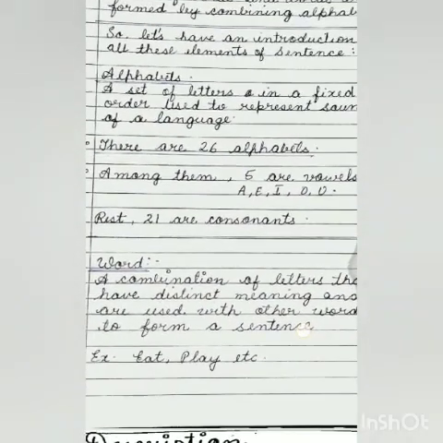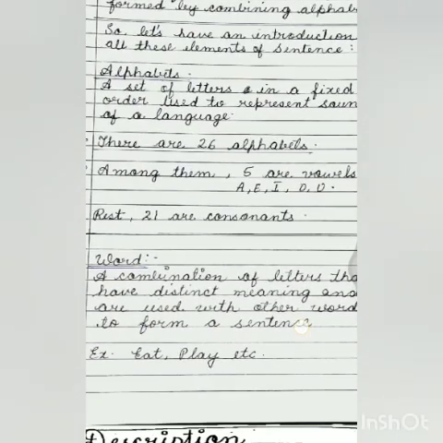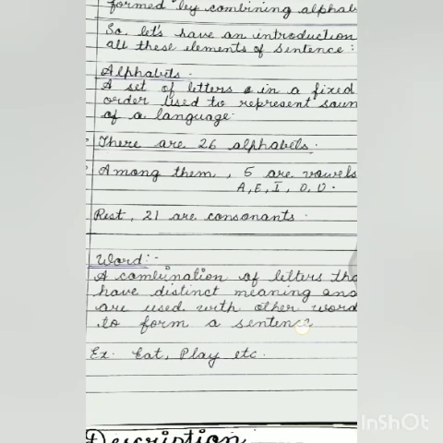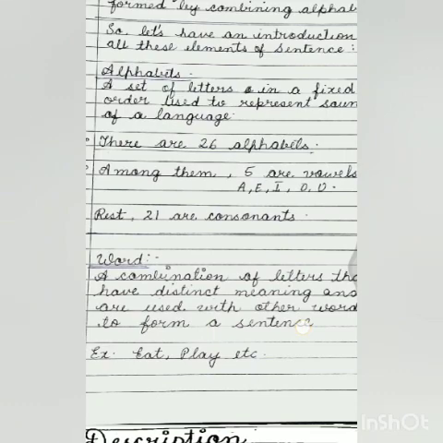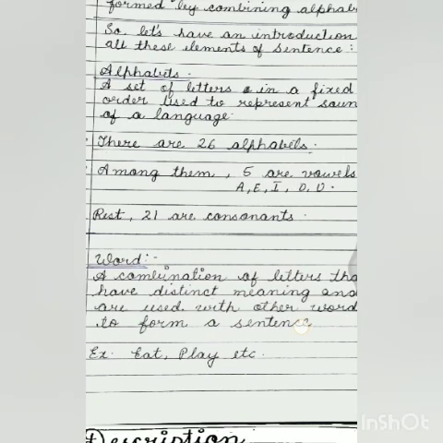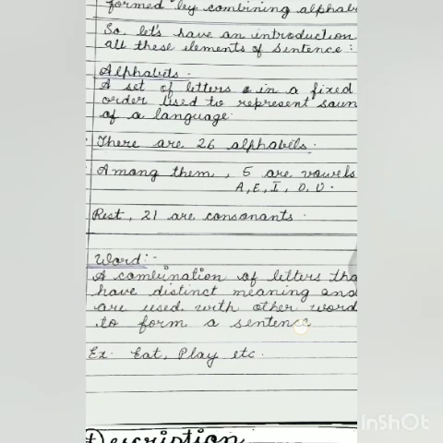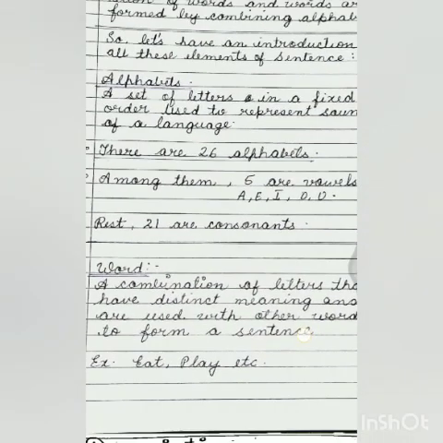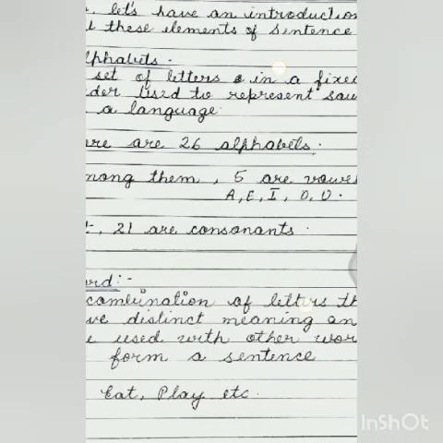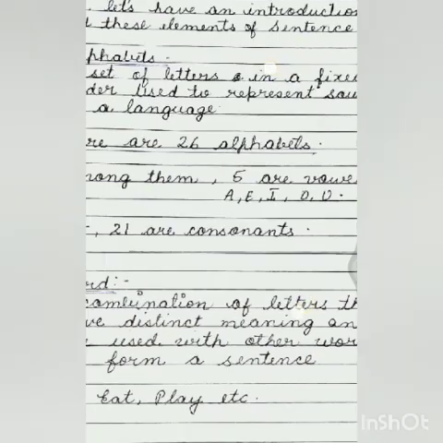Why is it different from consonants? Because with the help of these vowels, when we join these consonants, the 21, the rest of the alphabets, are called consonants, as you know. There are 5 vowels and a total of 26 alphabets, and the remaining 21 alphabets are called consonants. Now, these consonants are combined with the help of these vowels. These consonants are combined with these vowels to form what?